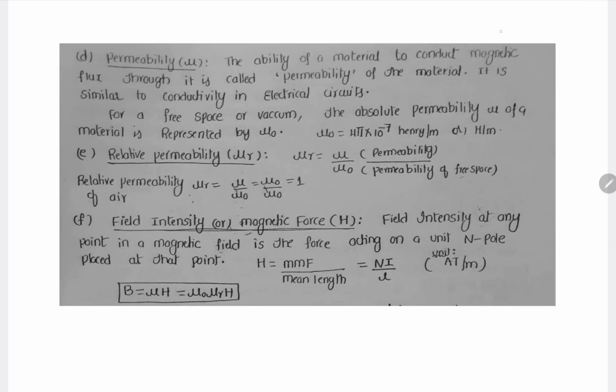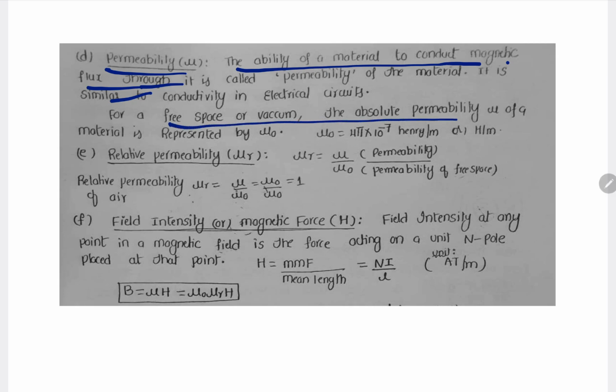Now let us discuss some important terms related to flux, magnetic field, magnetic circuits. Permeability mu. Permeability is the ability of the material to conduct the magnetic flux. So more permeability means it can conduct more flux. There is one formula, mu is equal to mu naught into mu r. Mu naught is the free space absolute permeability, that is 4 pi into 10 power minus 7 Henry per meter. Relative permeability mu r is defined as the ratio between mu and mu naught. So we get the formula mu is equal to mu naught into mu r.